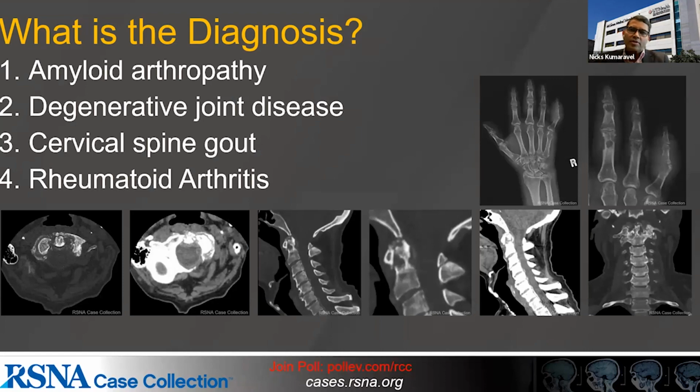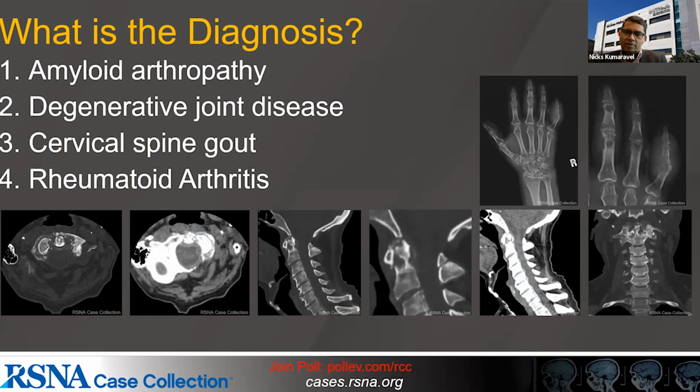If you want to trigger the poll, go to the next slide and we'll come back to this again. So what could be the potential diagnosis? Do you think you're dealing with amyloid arthropathy? Is it just spondylo-degenerative joint disease? Is that what you're going to say on your report? Or would you say this is cervical spine gout? Or do you think this could be rheumatoid arthritis?